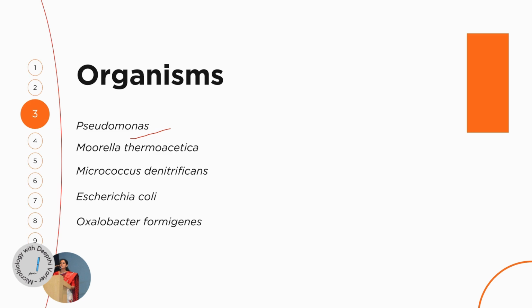On the other hand, we have Moorella. Moorella is a thermophilic acetogen. So Moorella utilizes the glycerate pathway. Any other kind of 2-carbon substrates, everything is being utilized by the glycerate pathway by Moorella. If we see Oxalobacter, Oxalobacter is also utilizing the glycerate pathway, but it is an anaerobic organism.